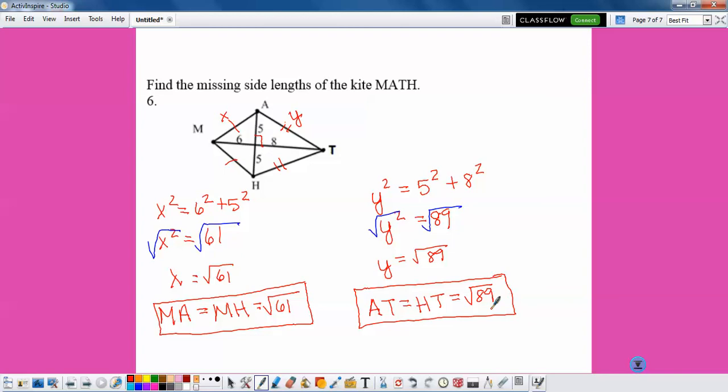Finally, for your summary, write about how kites and trapezoids are similar to the parallelograms we've learned about and how they are different. That's all for today. See you in class.